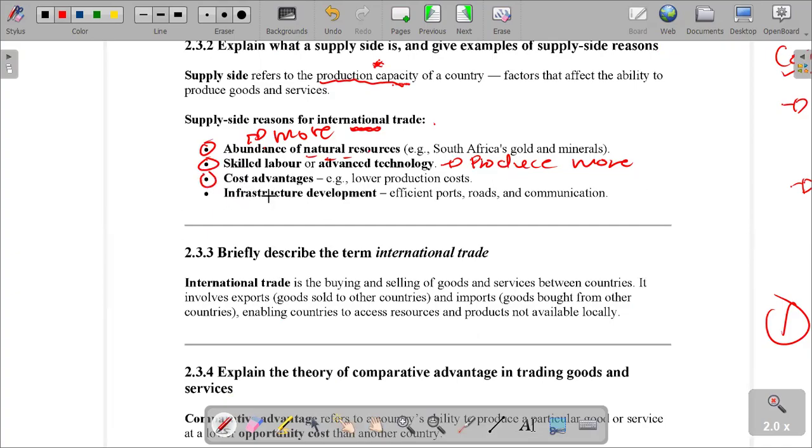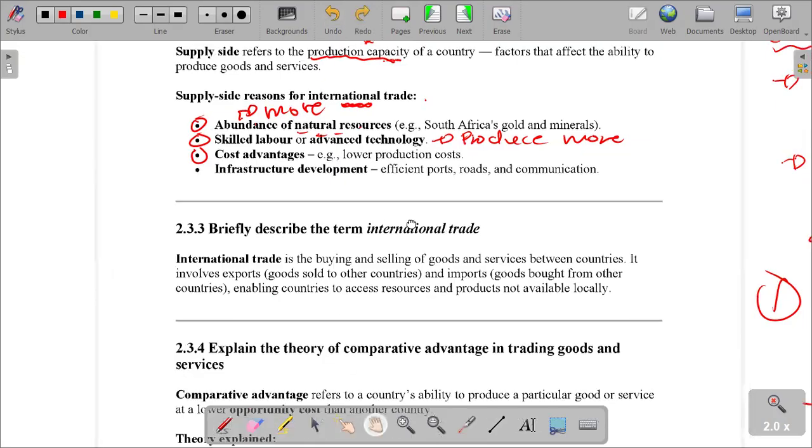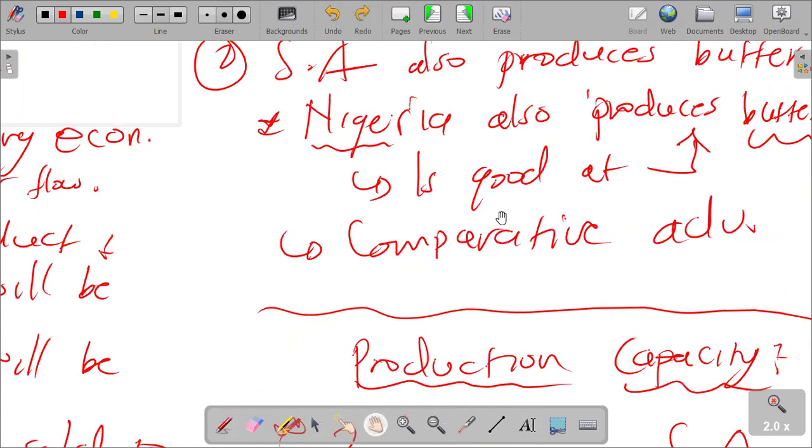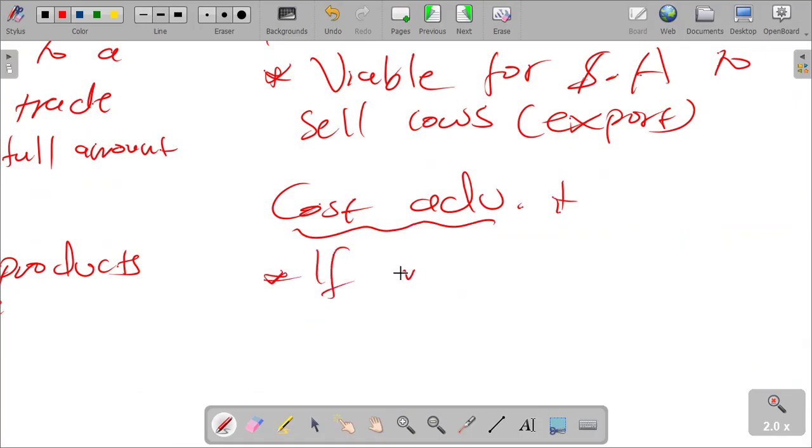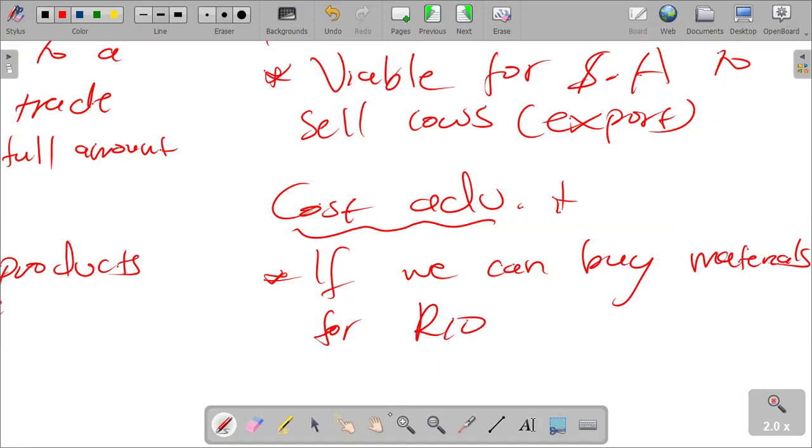And then the third one is cost advantages. What cost advantage simply means is that, let's say cost advantage, if we can buy materials for 10 rand, right?